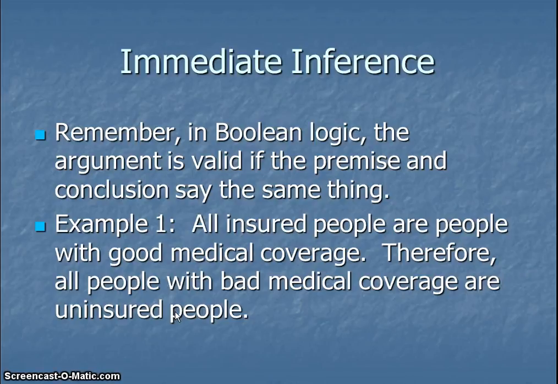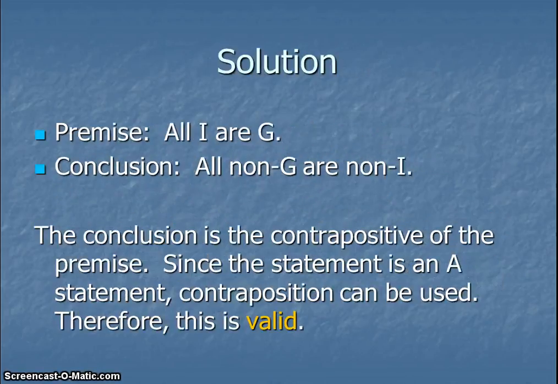Okay, and that's what you should have. So when we write it out, it should look like this. All I are G, right here. All non-G are non-I. The conclusion is the contrapositive of the premise, right? We switch the subject to the predicate, and the predicate to the subject, and we give each the non-term, or the term complement. So all I are G becomes all non-G are non-I.